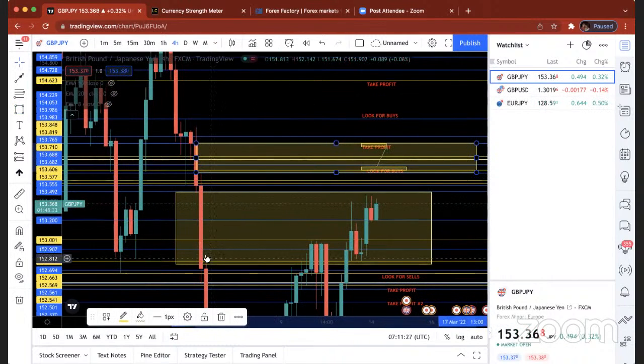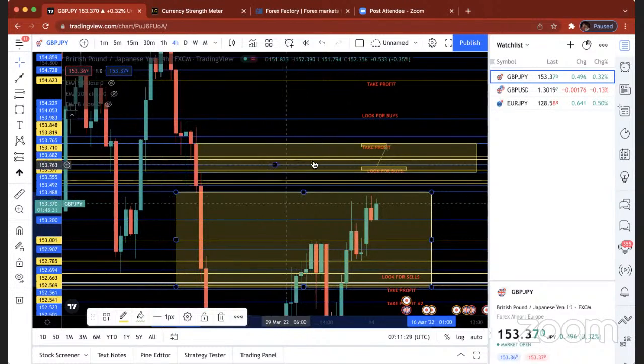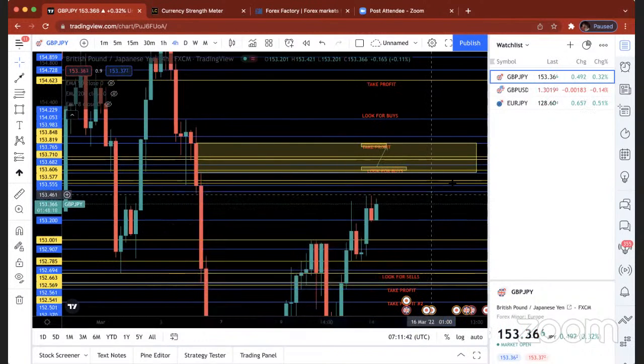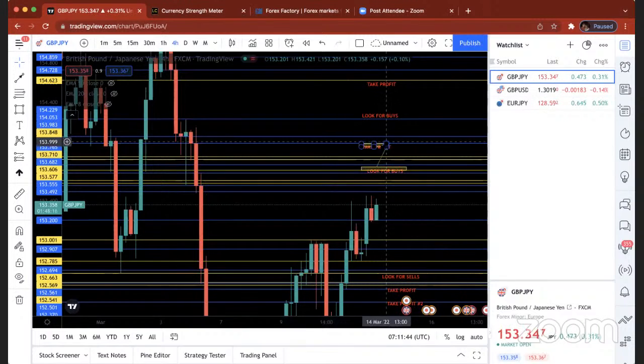What looks cleaner? Taking trades in here or taking trades here? There's nothing up here. Literally nothing. Just one strong candle to the left. Clean traffic to the left. There's nothing here. Here you got rejection, rejection. So taking any sells or buys anywhere in this area would be dangerous. So we only take trades in clean traffic areas.